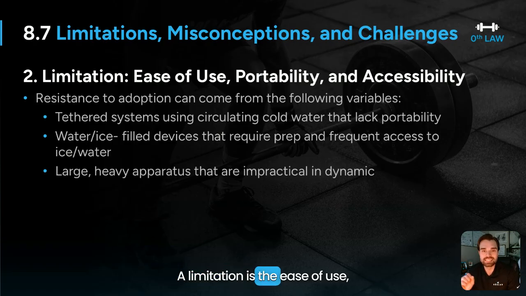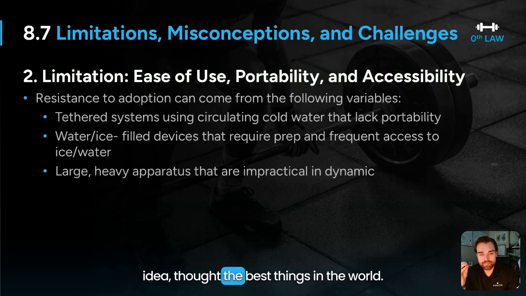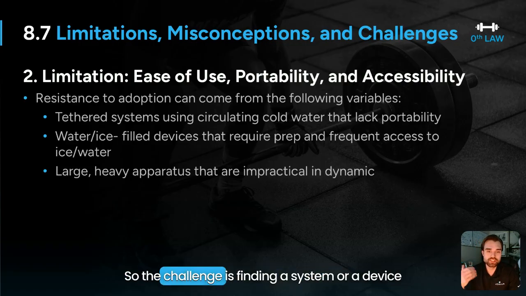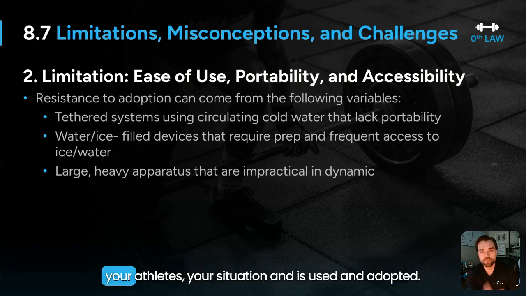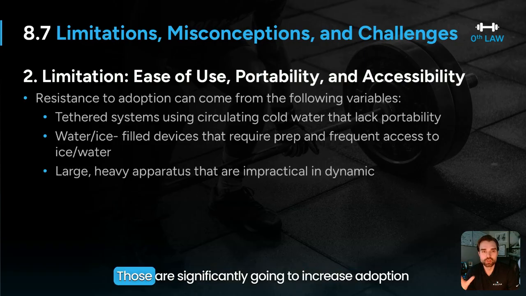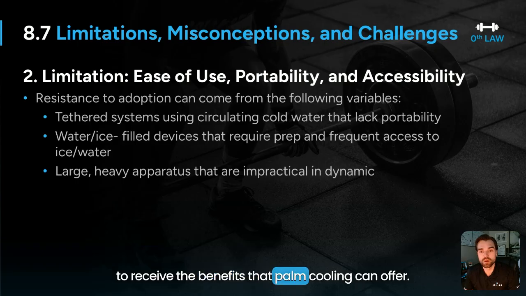A limitation is the ease of use, portability, and accessibility. Any technology, modality, protocol, idea, the best things in the world, if they are not usable, if they are not accessible, if they are not adopted, they really count for zero. So the challenge is finding a system or a device that integrates with your flow, your environment, your athletes, your situation, and is used and adopted. Building in that user design and making sure the user experience is optimal, accessible, portable, easy, fast, simple, those are significantly going to increase adoption and therefore enable the opportunity to receive the benefits that palm cooling can offer.